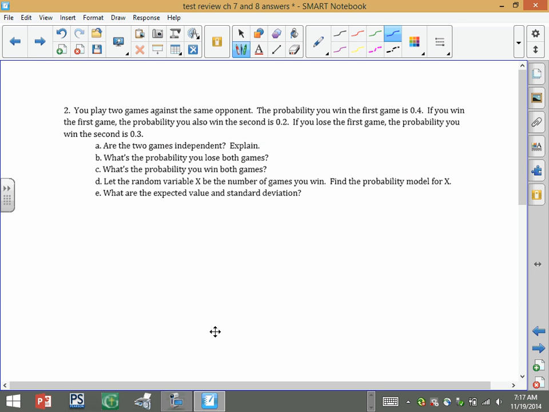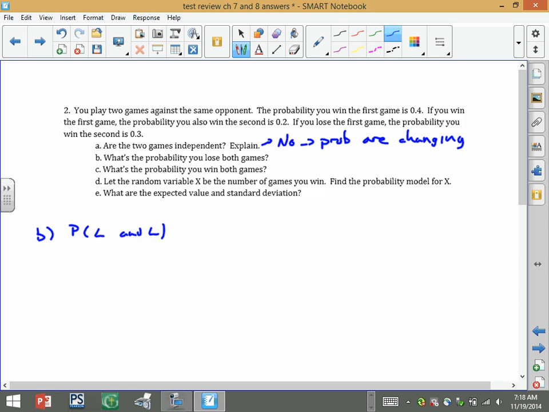You play 2 games against the same opponent. The probability you win the first game is 0.4. If you win, the probability changes all of a sudden, which means right here, these are not independent because probabilities aren't staying the same. That's one of our issues for a binomial situation. So we're actually not in a binomial situation for part A. So if we lose the first game, the probability you win the second is 0.3. So are the 2 games independent? No, probabilities are changing.